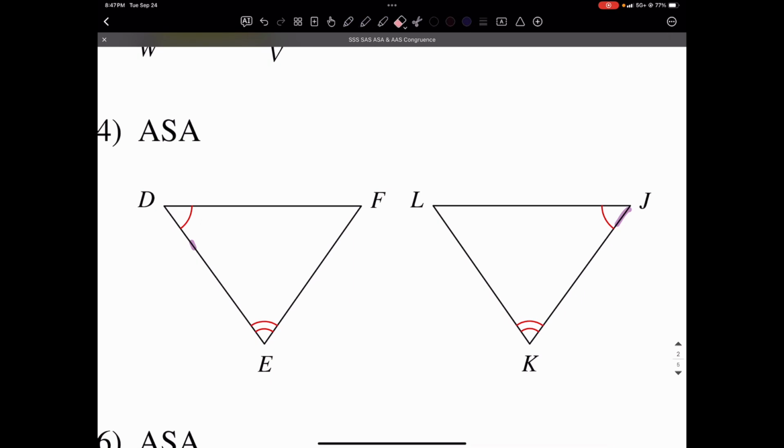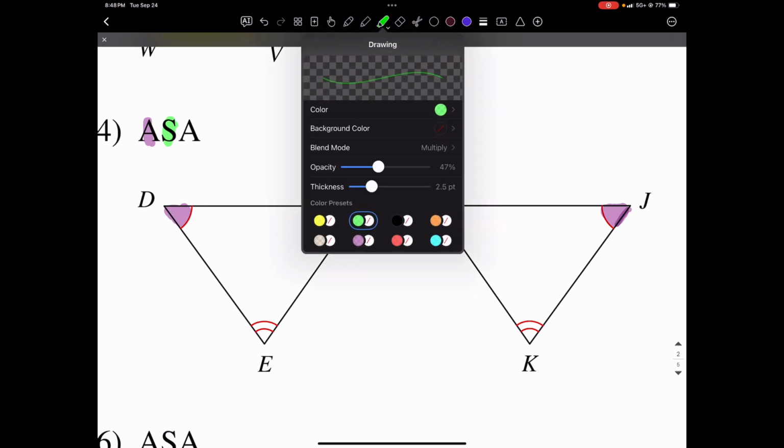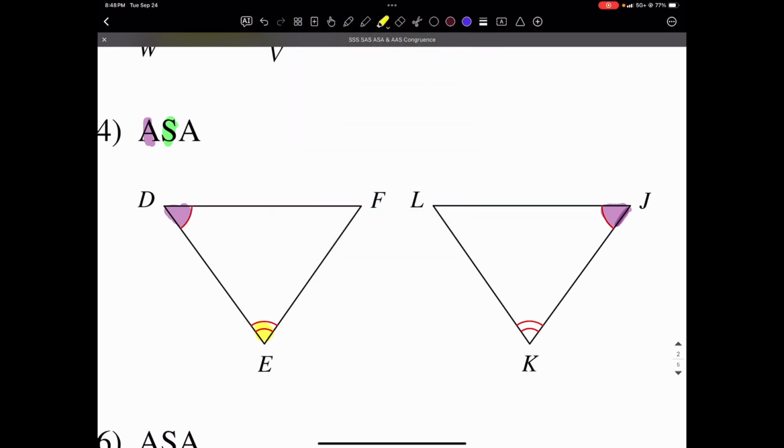This one, it's a little easier because this one is angle, then side, then angle. Now, notice I didn't color the side, but I need to because it needs to be the one in between the two angles. So therefore, the side would need to be this side here in between those two angles and this side here. So how would we write that?